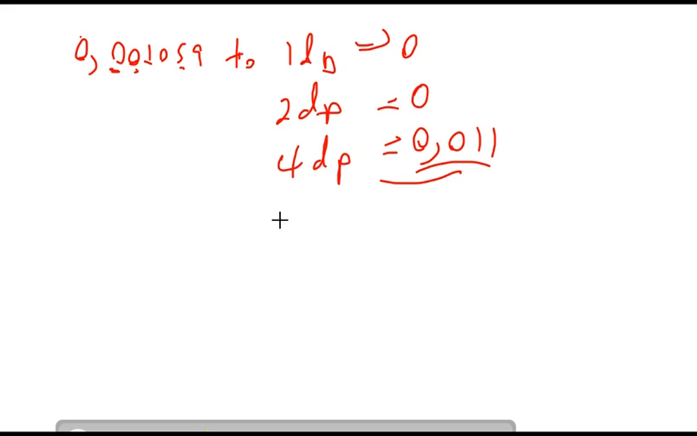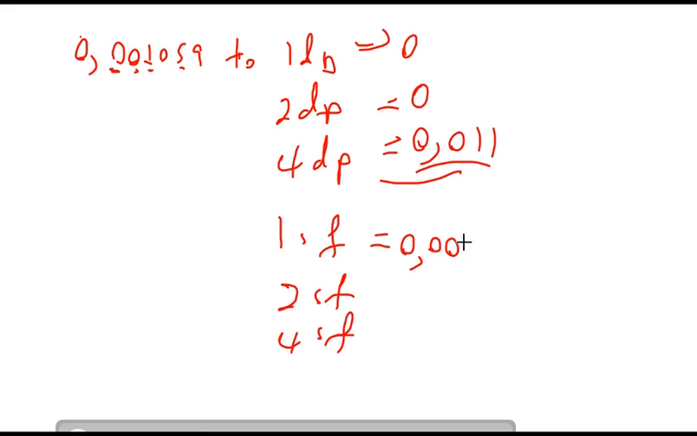Now, if it was to one significant figure, so that we see the difference, one significant figure, two significant figures, and let's say 4 significant figures. Now, if it was to one significant figure, you start counting from the non-zero. Then you consider the next digit, which is less than 5, so the answer is simply 0.001.